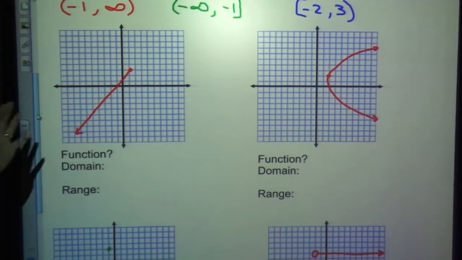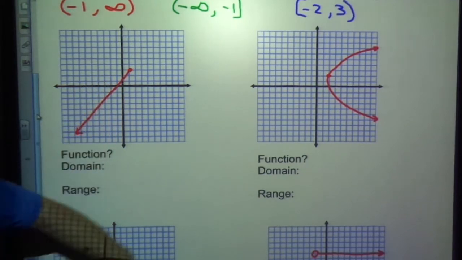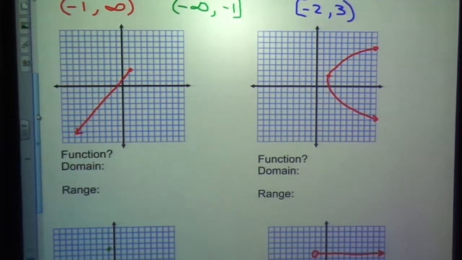Okay, you can pause to draw these two graphs if you need. This is the point 1, 3 here. This is the point 2, 2 here. You can pause it if you need.